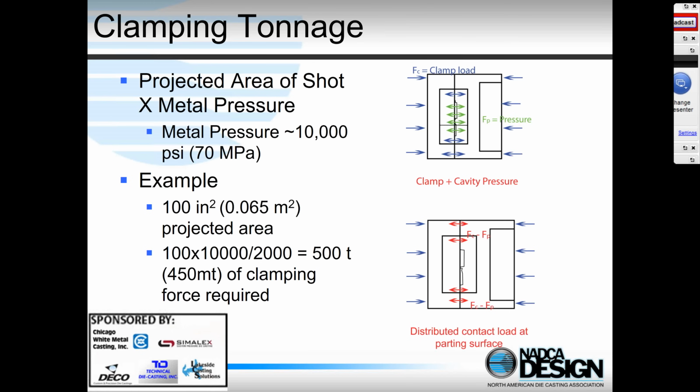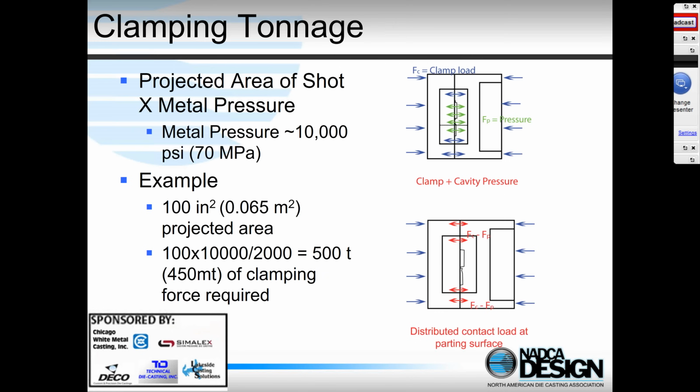And so, for example, we're going to use here 10,000 psi, which is a common metal pressure used on cold chamber die casting. So let's just run through a quick example. Let's assume we have 100 square inches of castings, of parts, of runners, of gates, of biscuits, that's projected onto the parting line of the die. We're going to apply the 10,000 psi metal pressure to make the castings.